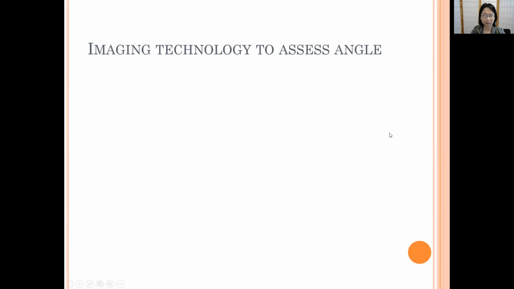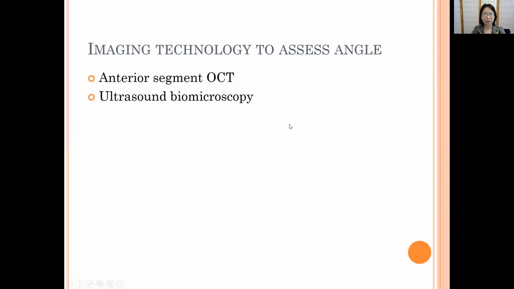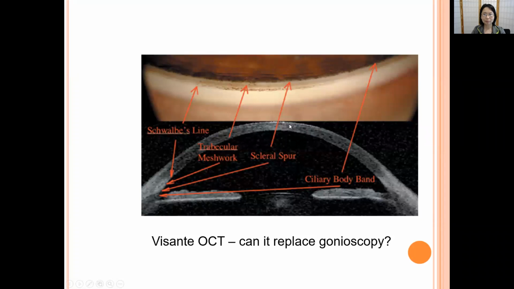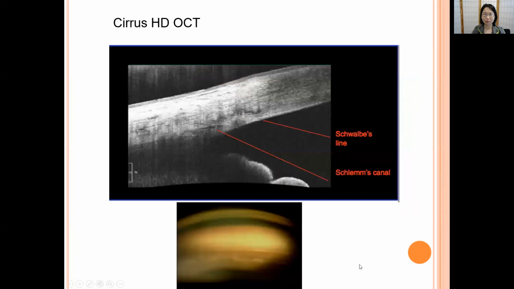I want to briefly discuss some of the imaging technology that's used to assess the angle in addition to gonioscopy. Examples are anterior segment OCT and ultrasound biomicroscopy. Here's an example of an eye. This is the gonioscopy image, and here's the Visante OCT, and you can see the structures indicated here, and you can see the correspondence. There have been many studies to show that it's actually pretty difficult to replace gonioscopy with anterior segment OCT. And this is an example of another OCT machine, the Zeiss Cirrus OCT.